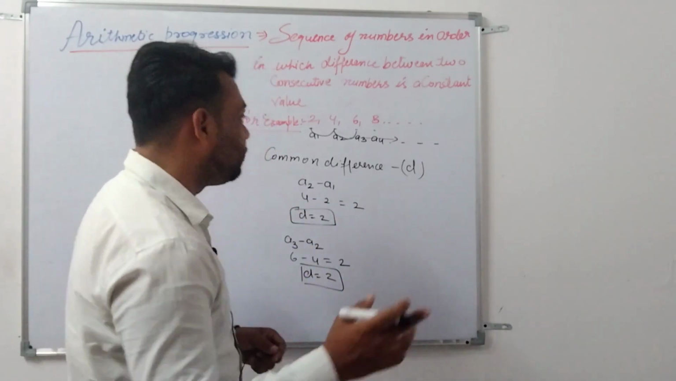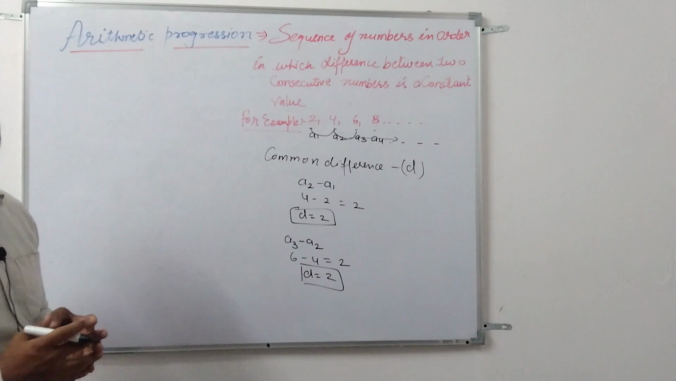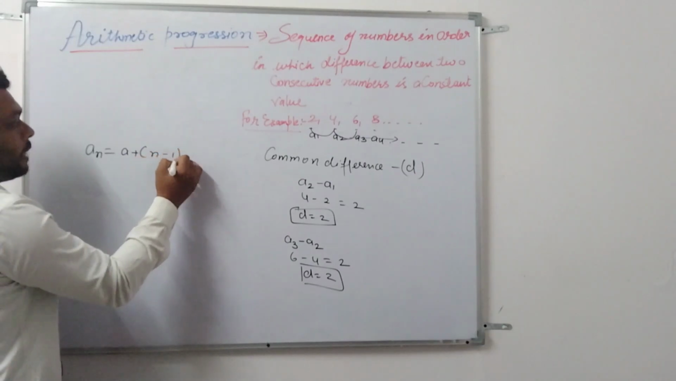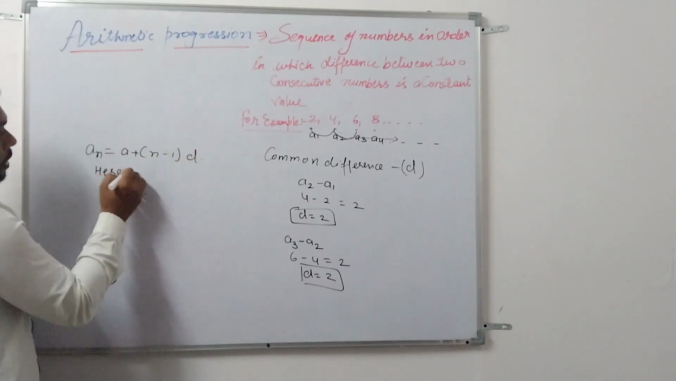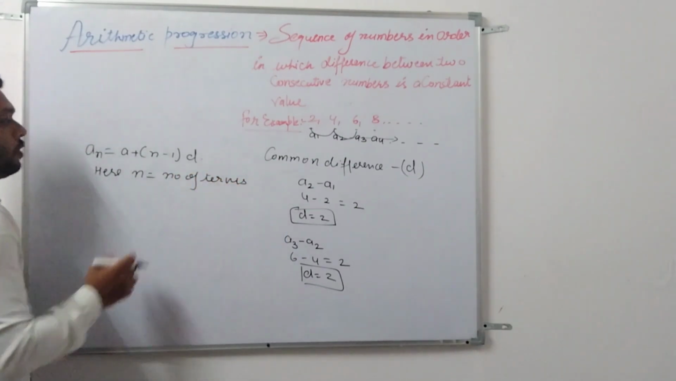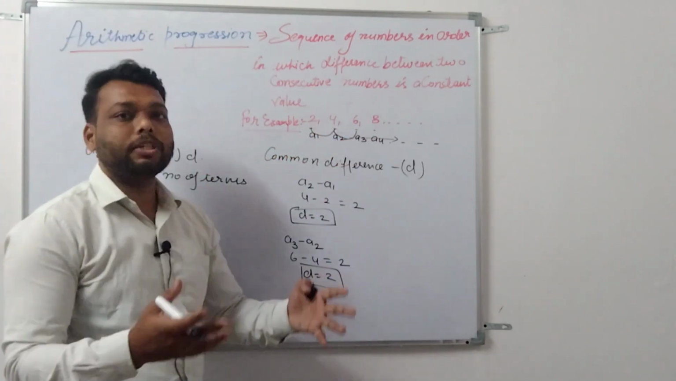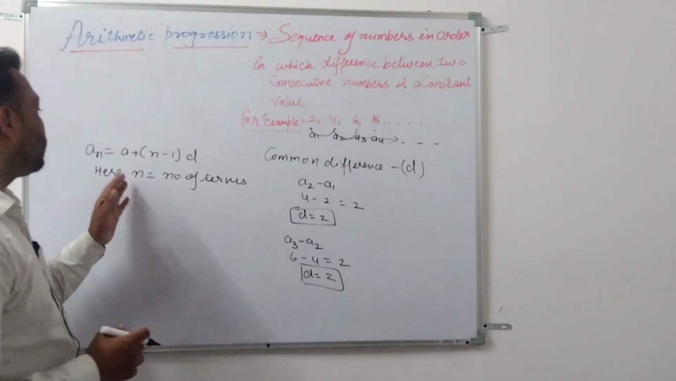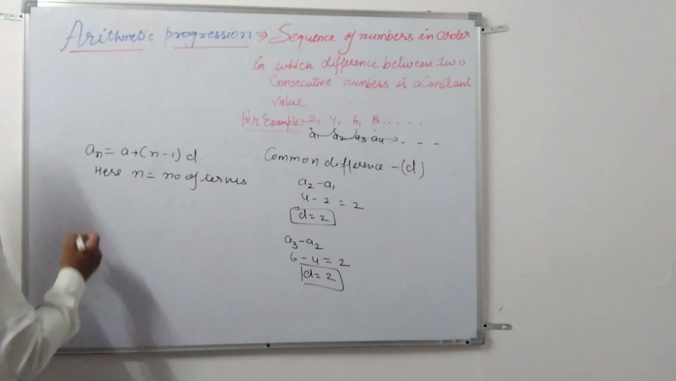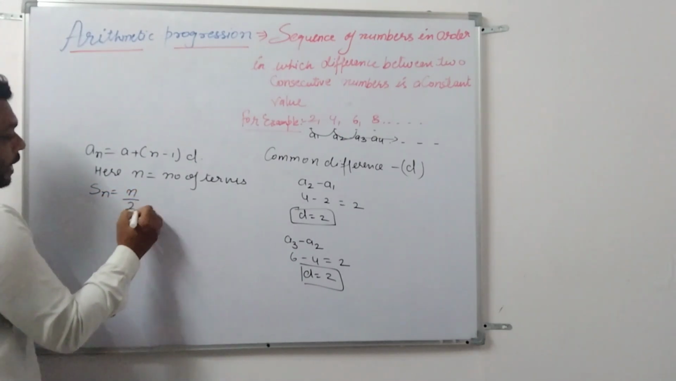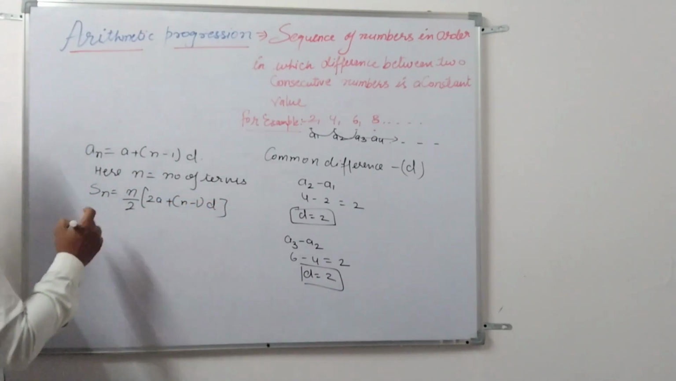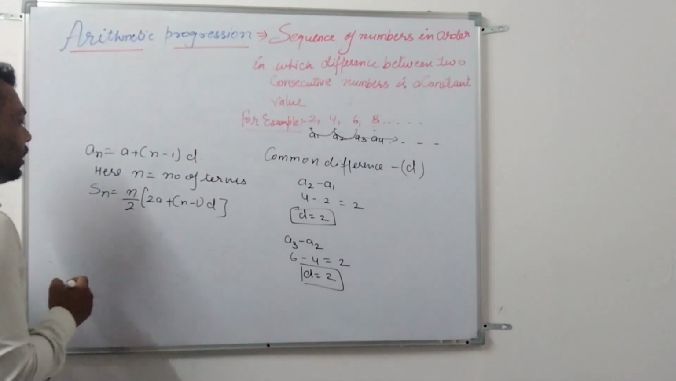We have one more formula, to find the nth term of an AP. The nth term of an AP is An equals A plus (n minus 1) D. Here n is the number of terms, that means how many numbers there are in the whole AP. For example 10, 12, 15. We will find the nth term from this formula. Again, for the sum of n terms, we have the formula Sn equals n upon 2 times (2A plus (n minus 1) D). Here also n is the number of terms and D is the common difference.